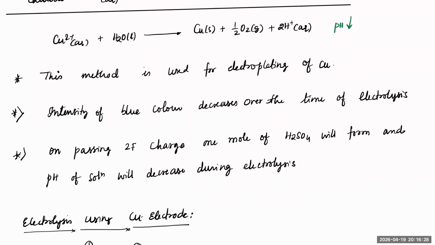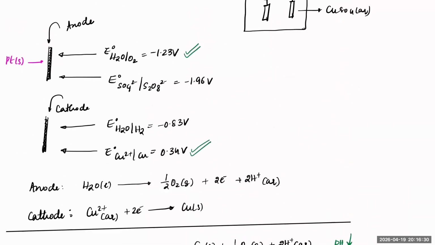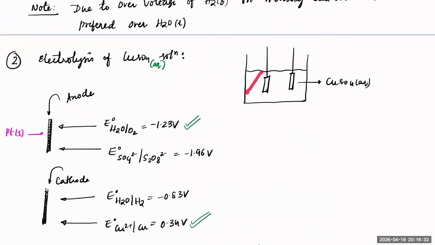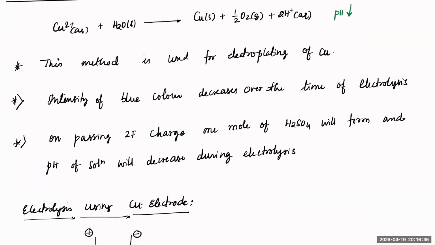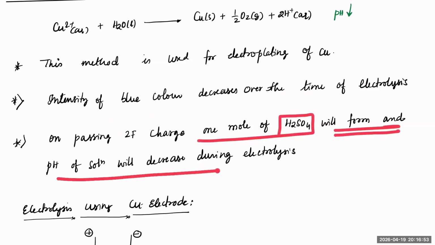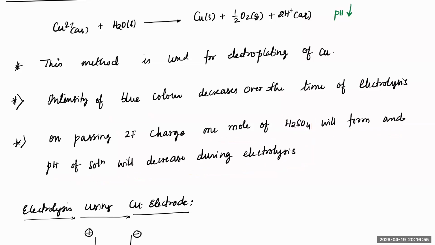Okay, correct. And you see, copper sulfate is supposed to be a blue color solution in water. Now, as the Cu2+ ions start decreasing, the intensity of the blue color decreases over time. And you see, on passing 2 Faraday charge, 1 mole of H2SO4 will be formed, and the pH of the solution will decrease accordingly during electrolysis, which I told you just now.